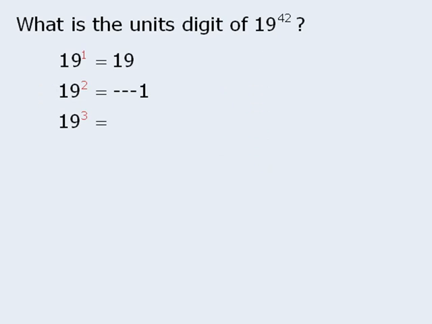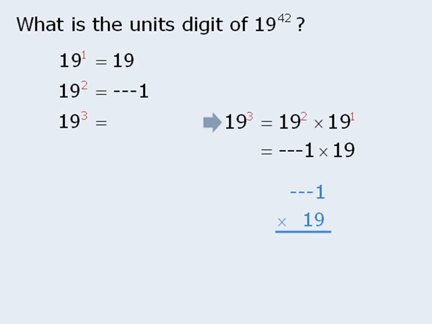Now what about 19 cubed? Well, first we should recognize that 19 cubed is equal to 19 squared times 19 to the power of 1. Now we just determined that 19 squared looks something like this, where the units digit is 1, and 19 to the power of 1 is equal to 19. So we want to find the units digit of this product. When we multiply 9 times 1, we get 9.